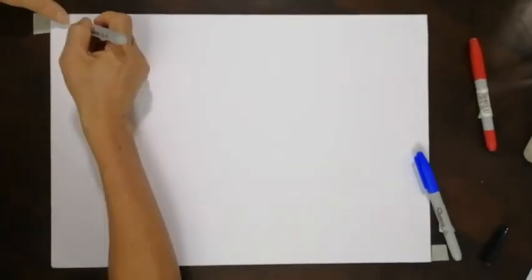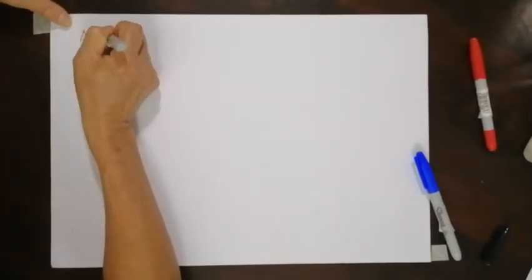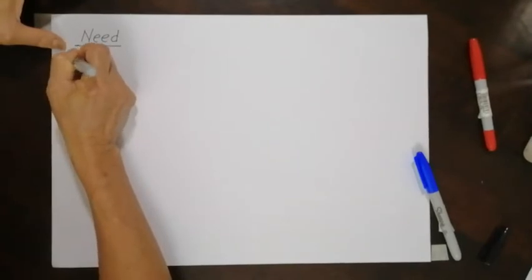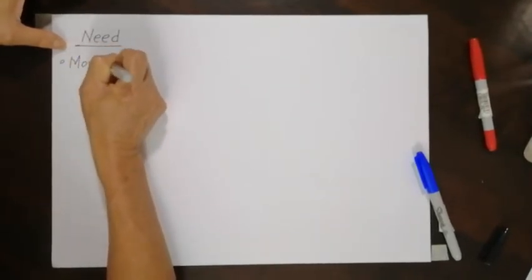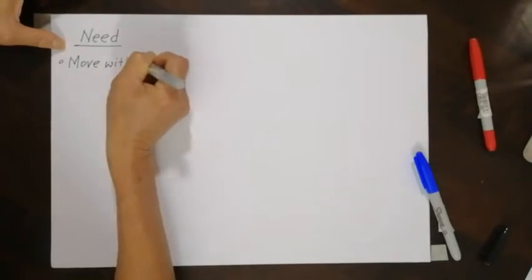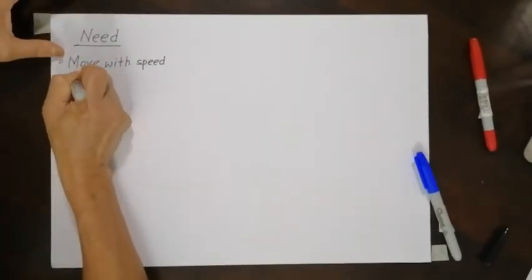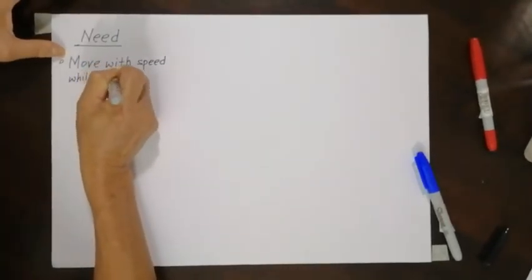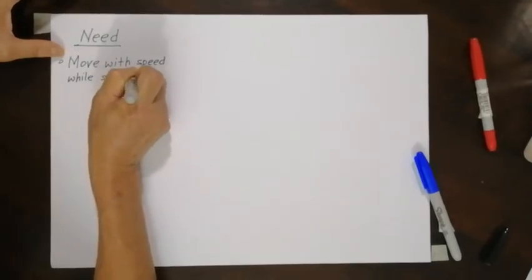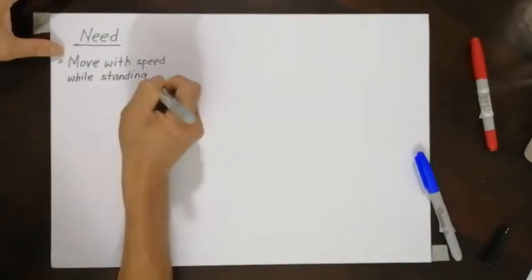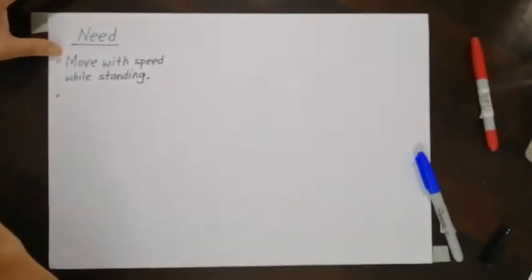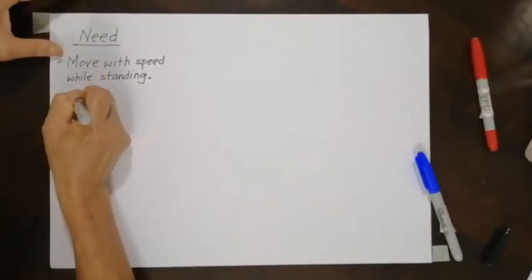To begin, we must have a need. To begin to design anything, there must be a need. And let me give an example. Let's say there's a need to move with speed. While standing, wow. That means you are standing and you want to move with speed. So maybe you think that was the MRT, but it's not. It has to be no external energy.